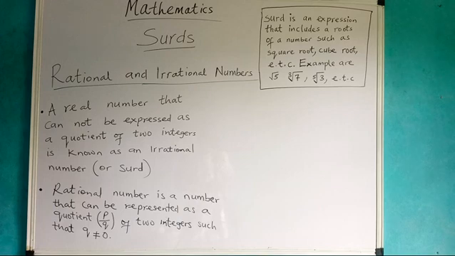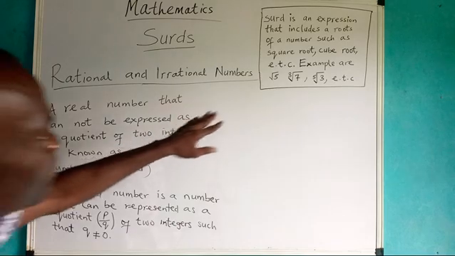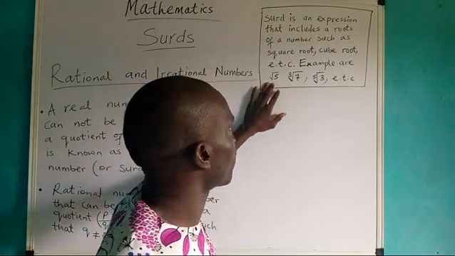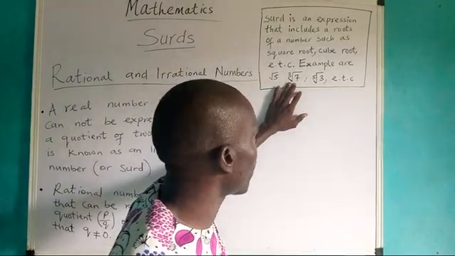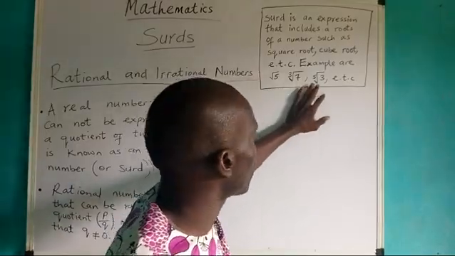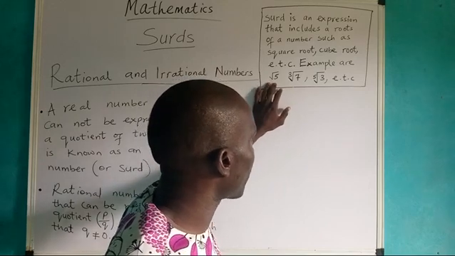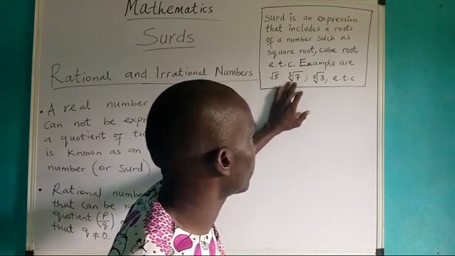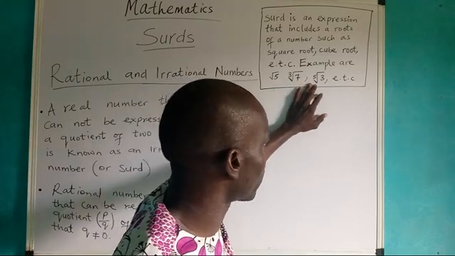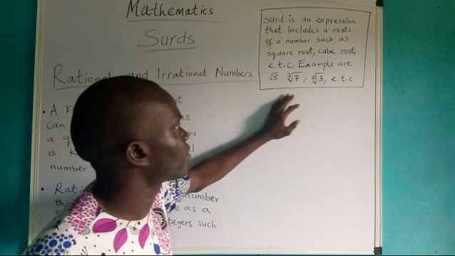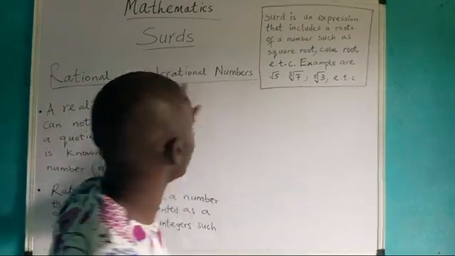Now, you can see what we have on the board. We say a surd is an expression that includes a root of a number, such as a square root, cube root, etc. This one is simply the square root of a number, this one is the third root of a number, and this one is the fifth root of a number. Here we have the square root of 5, the third root of 7, and the fifth root of 3. Therefore, expressions like this are regarded as irrational numbers.